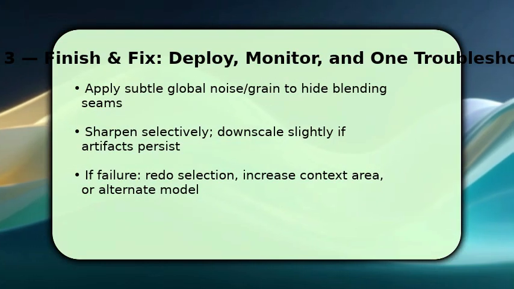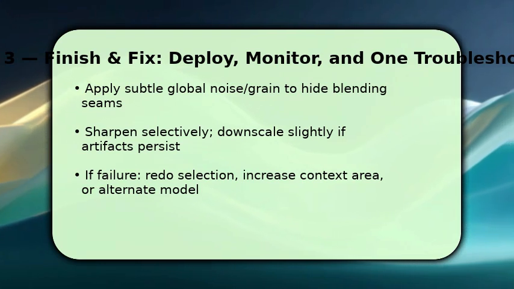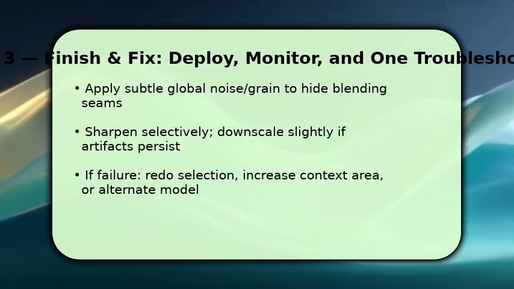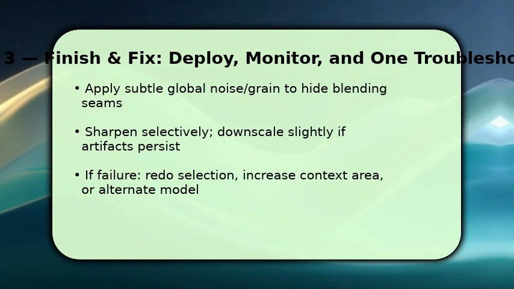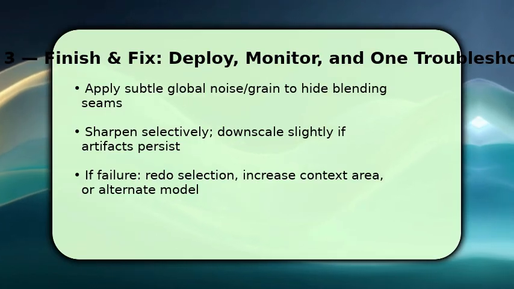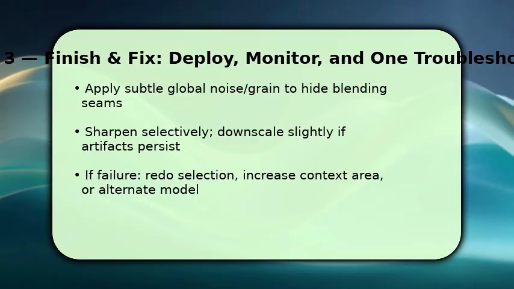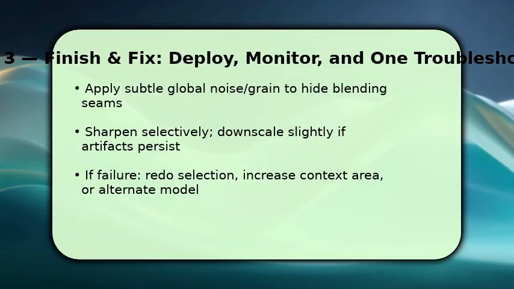Finish by applying subtle global noise or grain to unify the repaired area with the rest of the photo, then do selective sharpening where detail was lost. Downscale the final image by a small % if minor artifacts remain. This often hides residual seams.